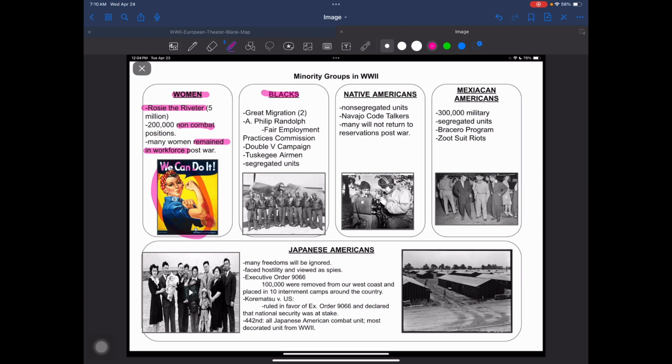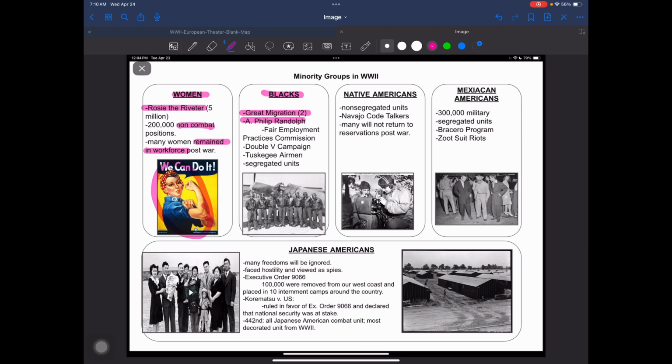African Americans, we're going to see again another great migration like we did in World War I, where a lot of African Americans are going to leave the South and move up north for jobs in these munitions factories. A. Philip Randolph, he's going to be big in our civil rights movement. Him and Martin Luther King Jr. are going to work together to do big protests, like the March on Washington and things like that.